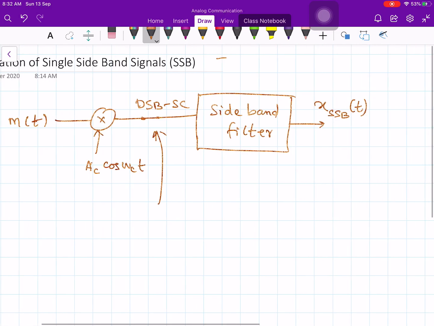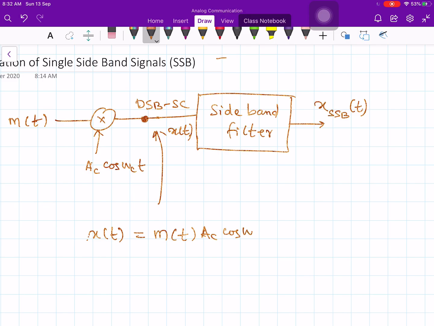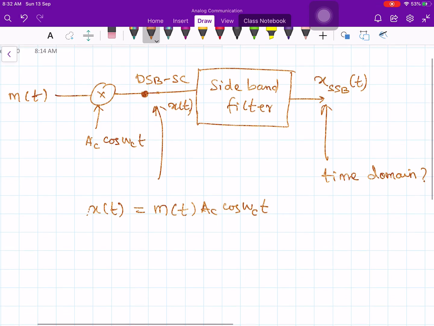Now, up to this point I know the expression. Let me call this x of t. What is x of t? x of t is equal to m of t times Ac cos omega c t, no problem. Now, the next question is, can we write the time domain expression in the output? So, how do you write? That is the thing that we are going to discuss in this lecture. I want to write an expression for the SSB waveform in the time domain.